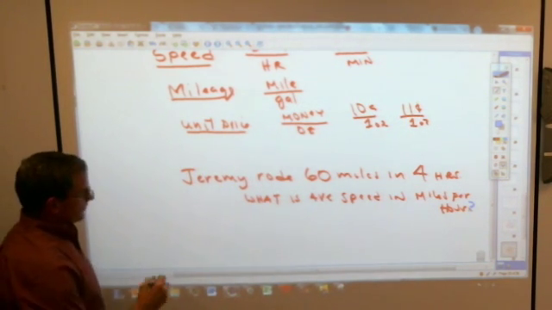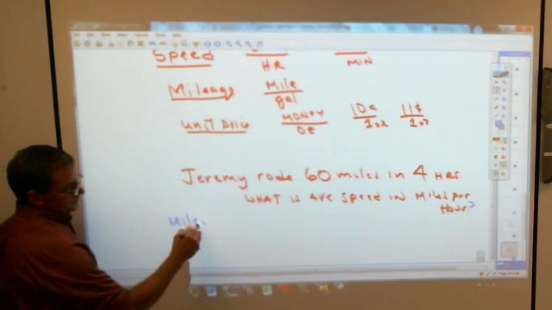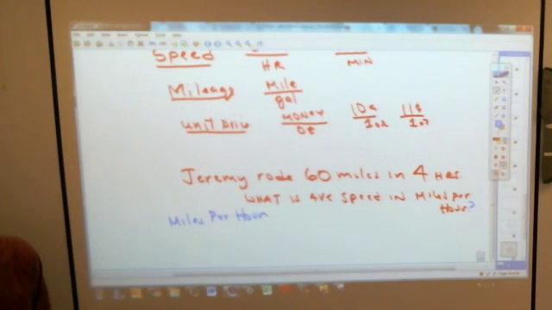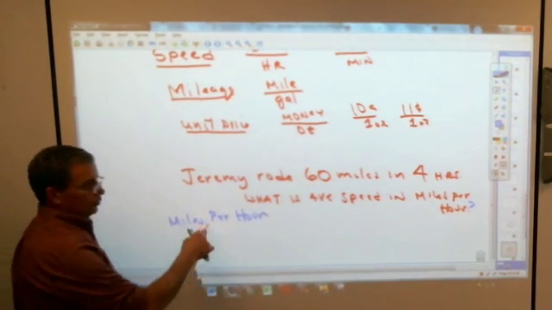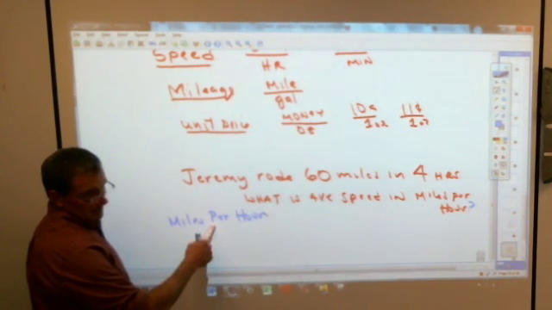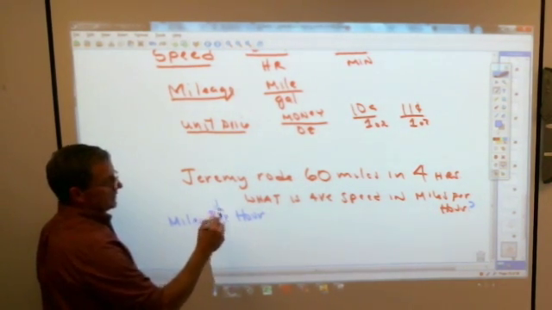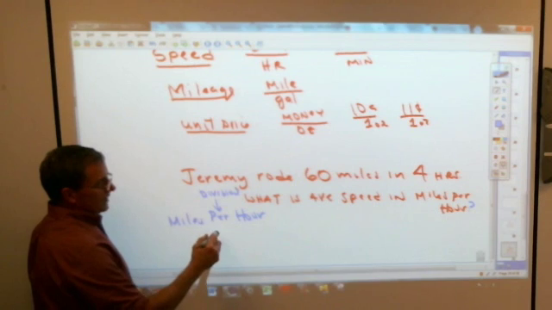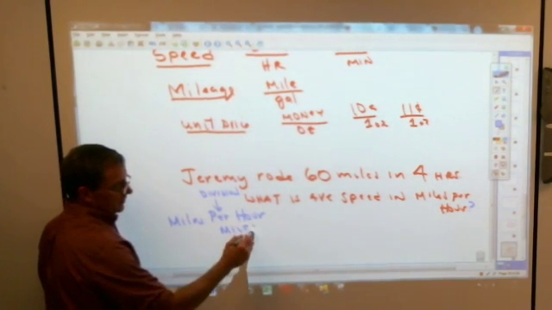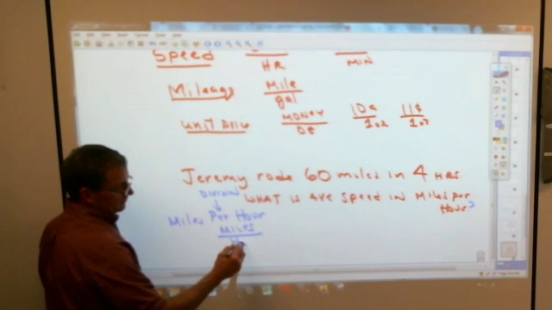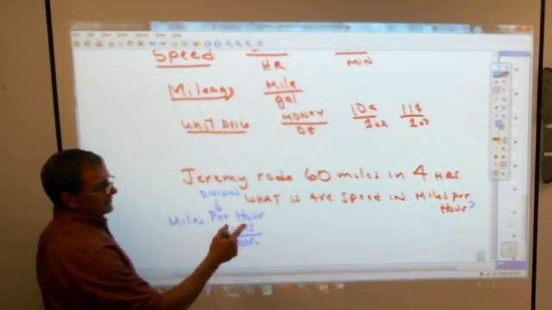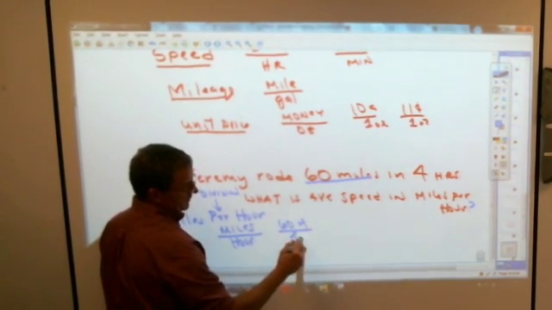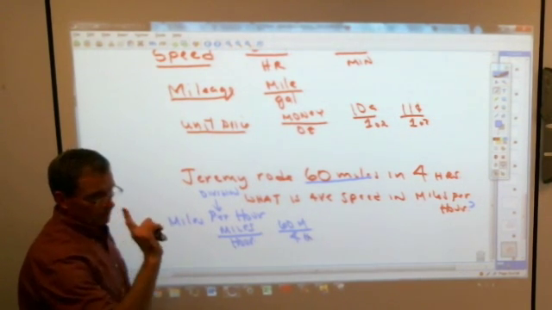Now let's look at this. We want miles per hour. One thing you'll figure out in math, ladies and gentlemen, boys and girls, the word per in math is a division sign, or it is a fraction line. You want miles per hour. So you want to take how many miles he went and divide it by how many hours it took him to do it. Because you want to know how many miles he goes in 1 hour.